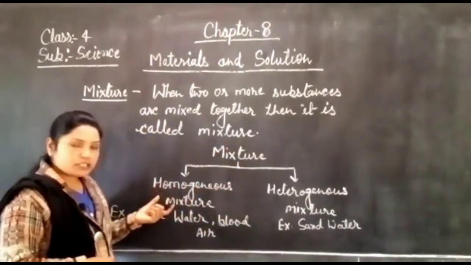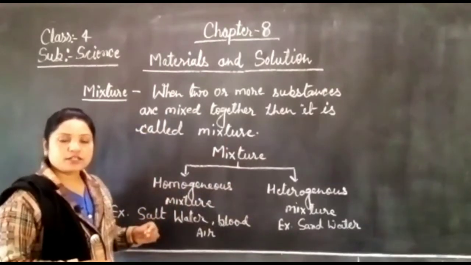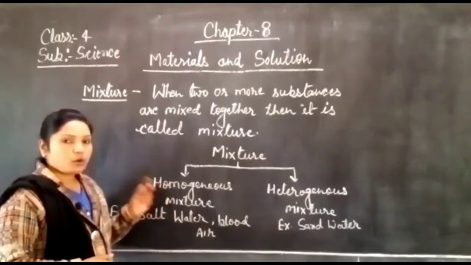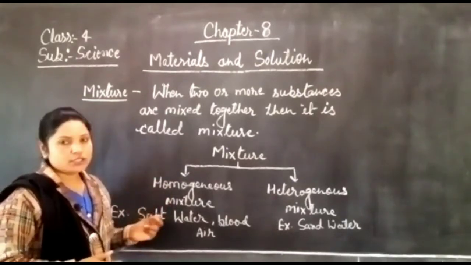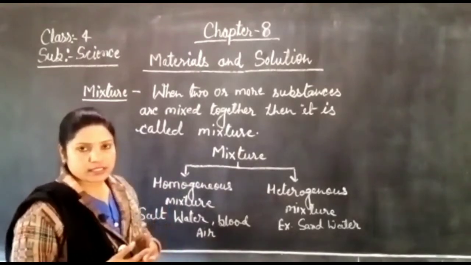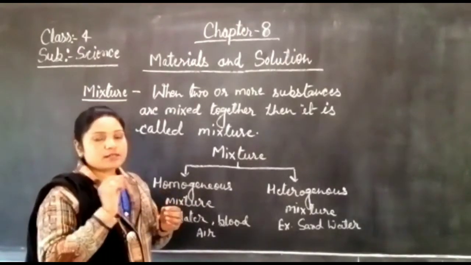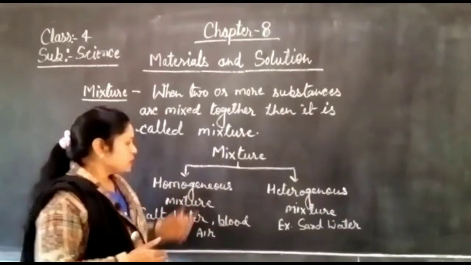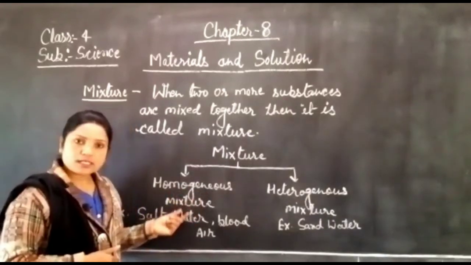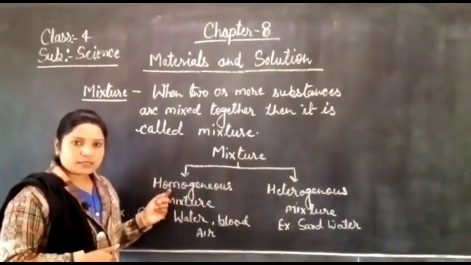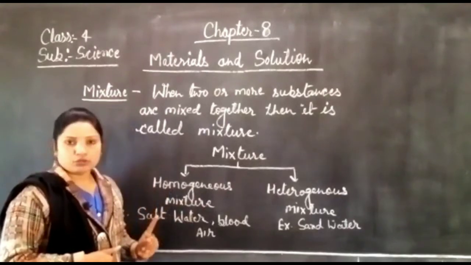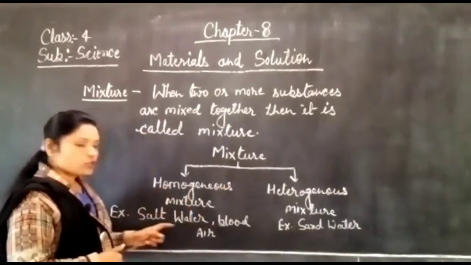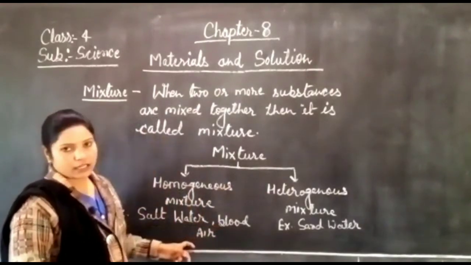Homogeneous mixtures are the mixtures in which substances are distributed uniformly. For example, when we mix 1 spoon of sugar into a glass of water, you can see the sugar particles are dissolved uniformly in the water. So this type of mixture is called homogeneous mixture. It means the substance will be a single unit. Now the examples of homogeneous mixtures are salt water, blood and air.